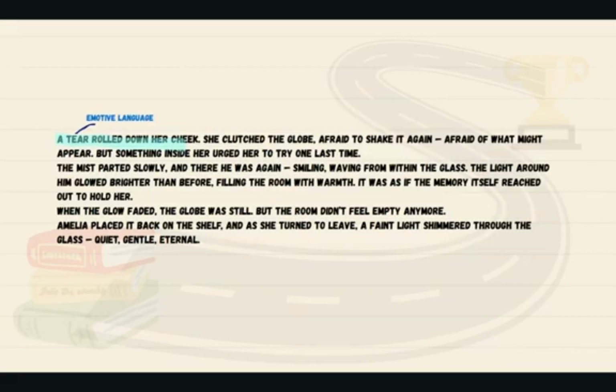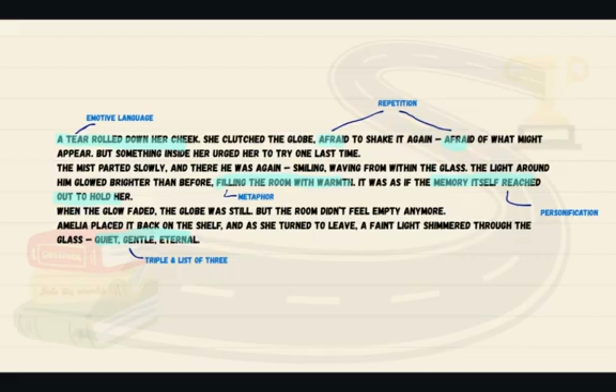If we have a look at this paragraph together, where it says "a tear rolled down her cheek" is an example of emotive language. Where it says "afraid" and "afraid" is an example of repetition. Where it says "filling the room with warmth" is an example of a metaphor. "The memory itself reached out to hold her" is an example of personification. And "quiet, gentle, and eternal" is an example of a triple, also known as a list of 3.